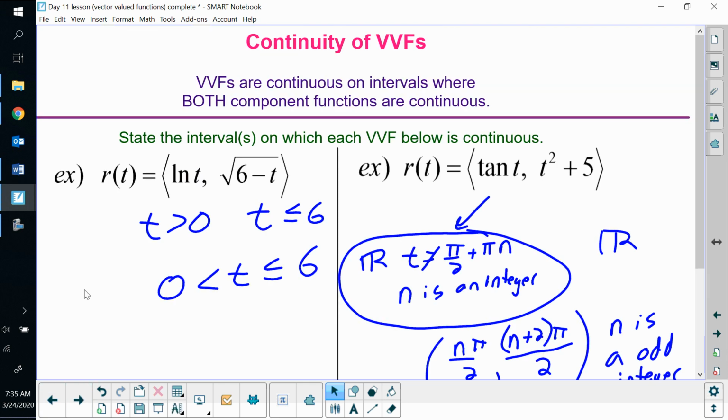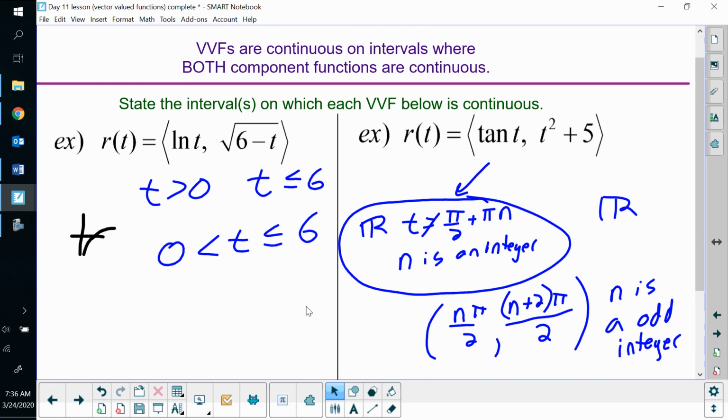And then the last thing for this video, continuity. Similar to domains, vector valued functions are continuous where both parts of the component function are continuous. So natural log is continuous for t greater than 0, because our natural log graph looks something like that. Radical, we want to keep these t's small to make sure it's not negative, so t less than or equal to 6. So the overlap of t greater than 0 and t less than or equal to 6 would be when t is greater than 0 but less than or equal to 6.